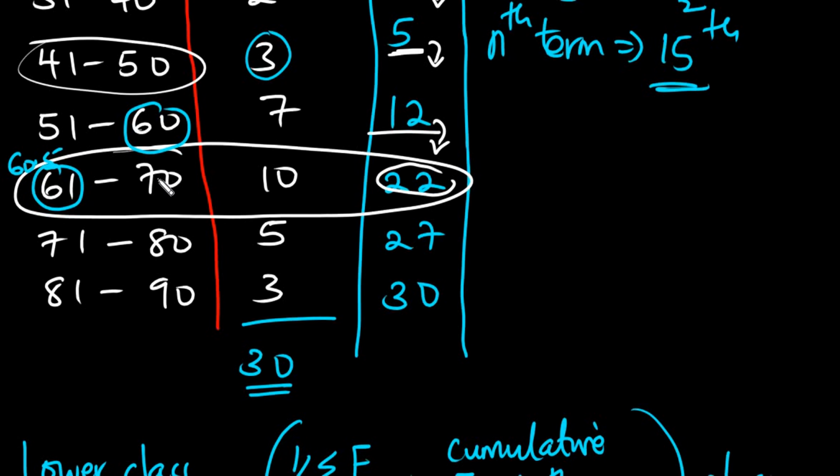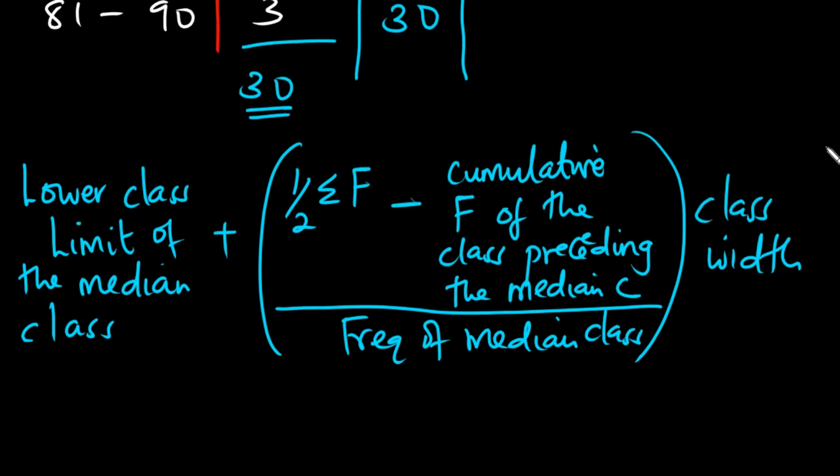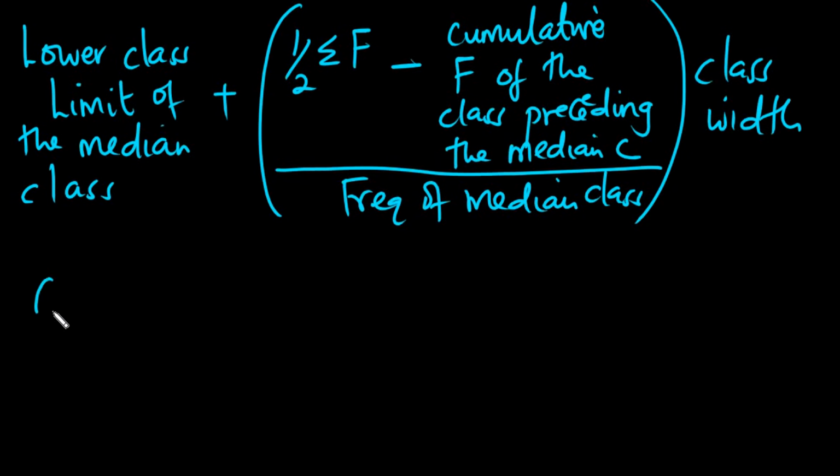What about the upper class limit? Though we are only interested in the lower class limit, let's also look at the upper class limit. If you want to get the upper class limit, you add this 70 to this 71. So it's going to be 70 plus 71, and then we divide by 2. So it's going to be 70.5. So this class, which is 61 to 70, lies within those limits. The lower class limit is 60.5 and the upper class limit is 70.5.